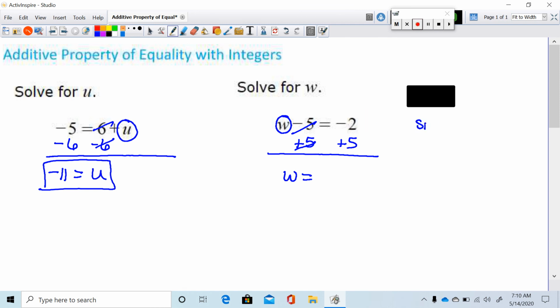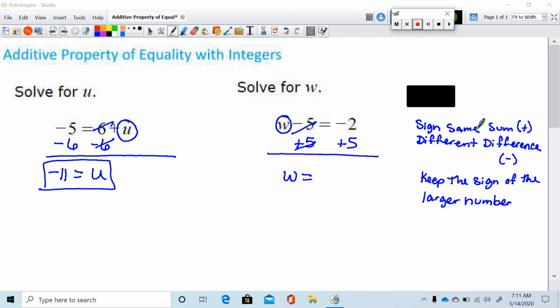Okay, here's the rule. If the signs are the same, you find the sum, you add them. I remember this because they all start with the letter S. So sign, same, sum. Sum means add. If the signs are different, you find the difference. You subtract them. You keep the sign of the larger number.